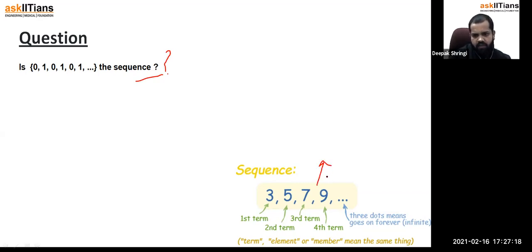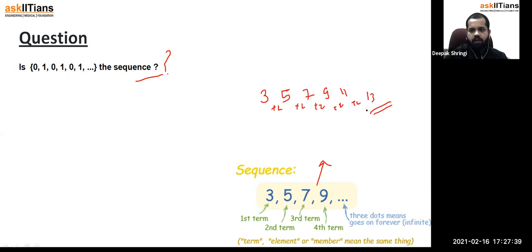3, 5, 7, 9. Yes, it is a sequence because it follows some pattern. What pattern? 3 plus 2 is 5, 5 plus 2 is 7, 7 plus 2 is 9. Then the next number will be 11, and 11 plus 2 is 13. So it generally follows a pattern, so it is a sequence. The dots mean it goes on infinitely.